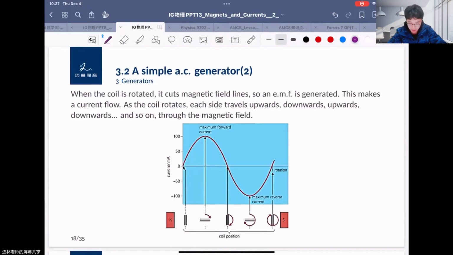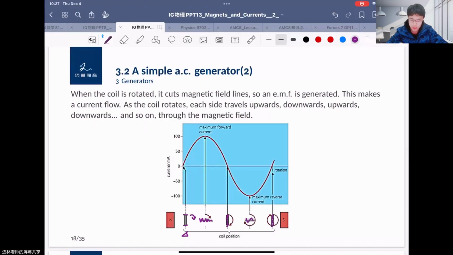So here is an example. If you're using the alternating current generator, you'll find that when you're turning the coil, there are different directions. In the first figure, you can find the coil is just upward, like this way, okay, upward. And after it rotates, it becomes a horizontal part, and then it becomes a vertical part, horizontal, vertical, okay.